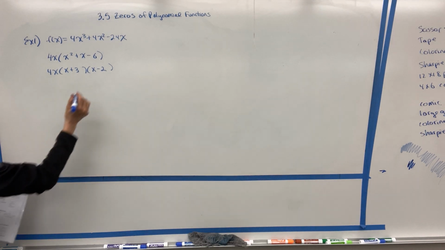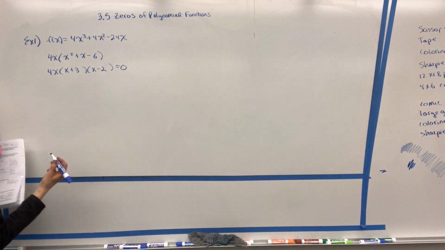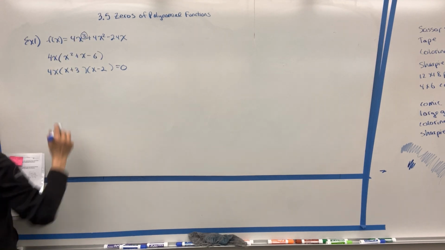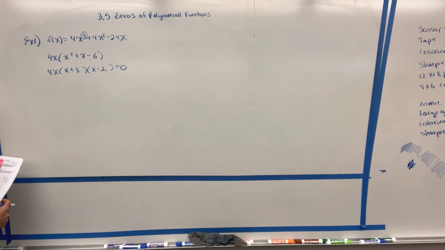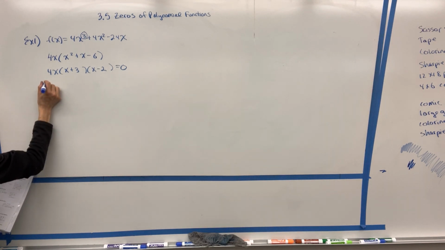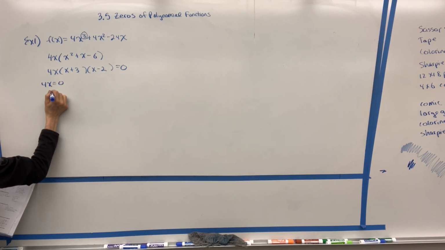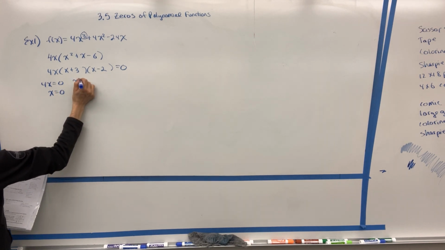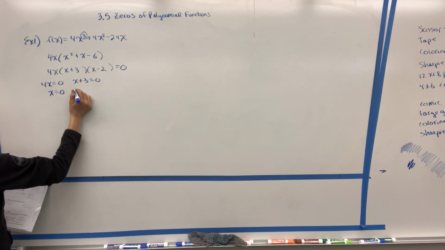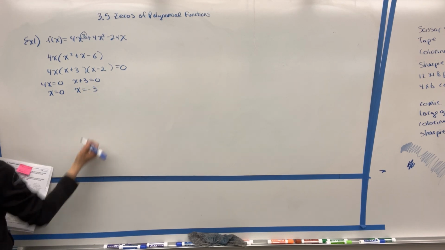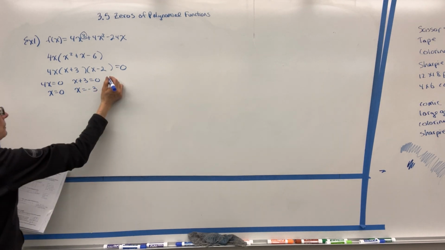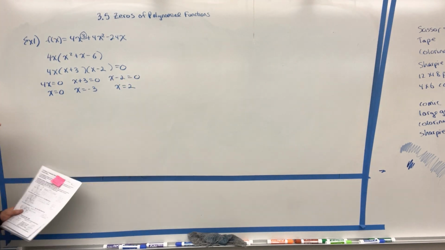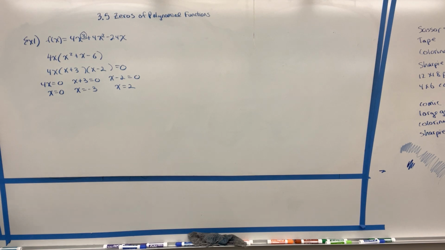Doing that, if I set this equal to 0, I can find all three zeros. Remember that typically the number of zeros does correspond to the degree of the polynomial. So if I set 4x equal to 0, I can see that one of my zeros is where x is 0. If I set x plus 3 equal to 0, I can see I'm going to have another zero at negative 3. And if I set x minus 2 equal to 0, I can see that I have yet another zero at 2.